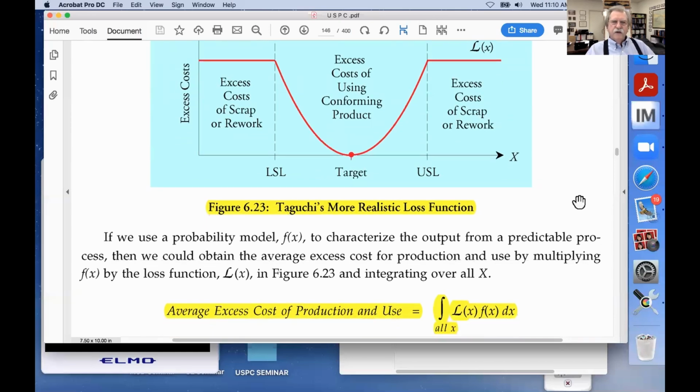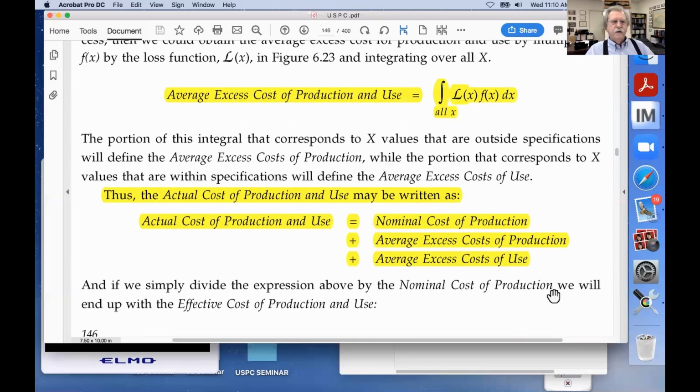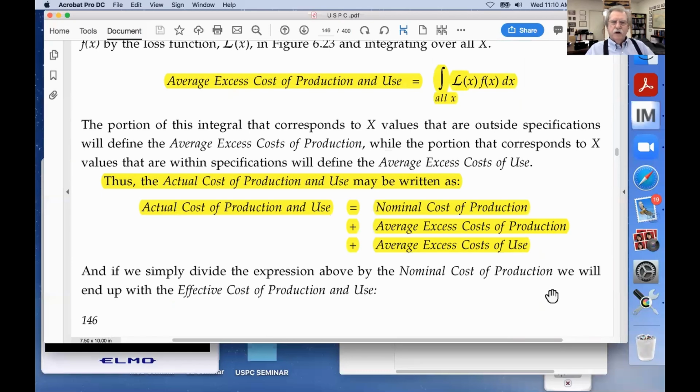So if we have this loss function, then the average excess cost of production and use, making it and using it, would be the integral over all x of the loss function times the probability distribution integrated relative to x. So the actual cost of production and use would be the nominal cost of production plus the average excess cost of production, that's the scrap and the rework, plus the average excess cost of using the conforming product.